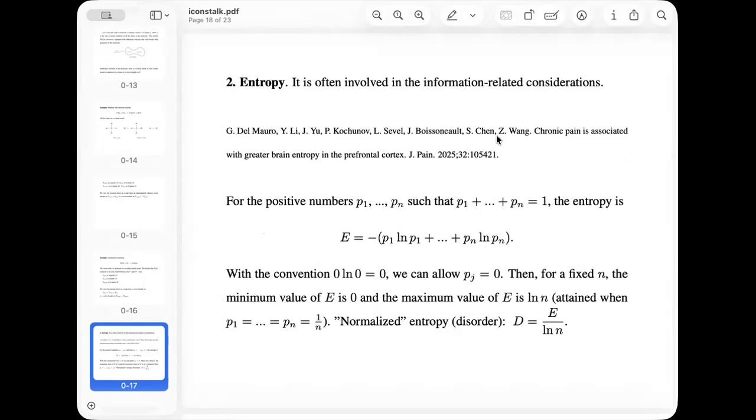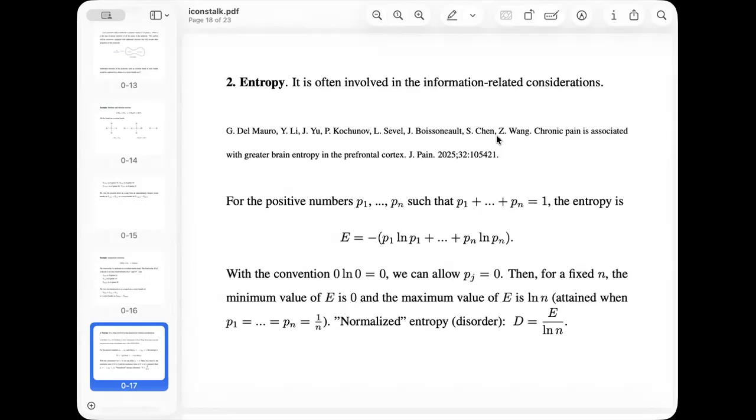The traditional way to calculate the information theoretic entropy is as follows. For a set of positive real numbers, P1, P2, etc., Pn, whose sum is 1, the entropy is the value of the expression P1 ln P1 plus etc. plus Pn ln Pn, times negative 1. This readily extends to allow non-negative values instead of positive. For a fixed n, the minimum entropy is 0, and the maximum entropy is natural log of n.